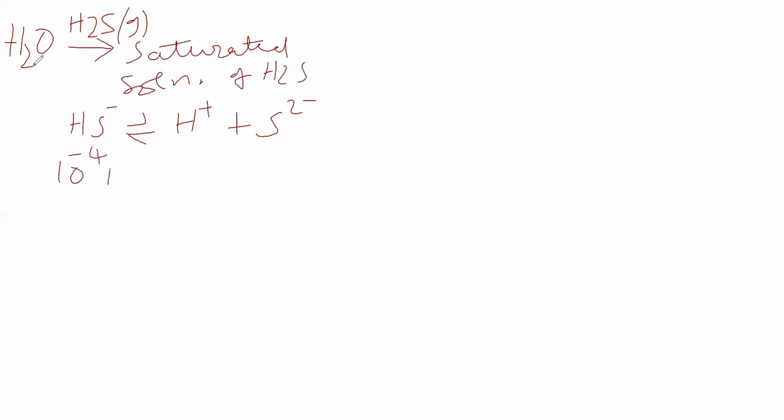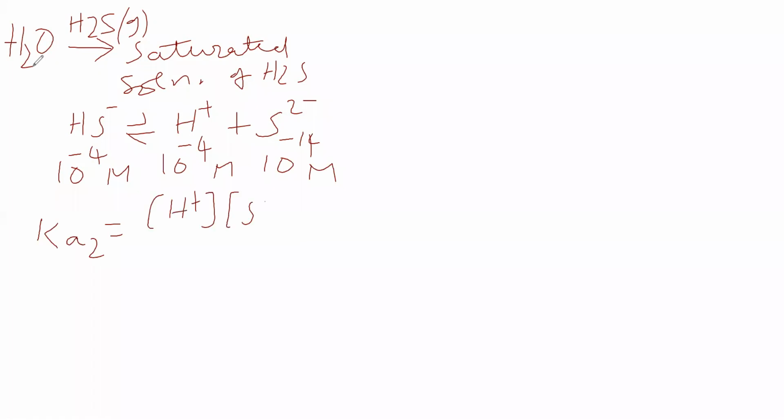Here 10 power minus 4. Here 10 power minus 4. Here 10 to the power of minus 14. This calculation we did already. We will go for the equilibrium constant Ka2, which is equal to the concentration of the right side terms in the numerator, and in the denominator the concentration of the left side term. Let us substitute the values.